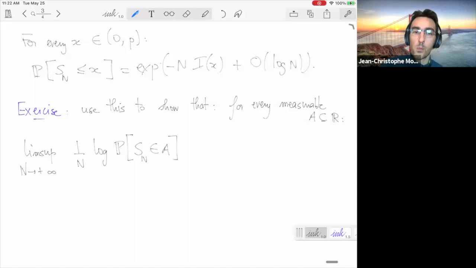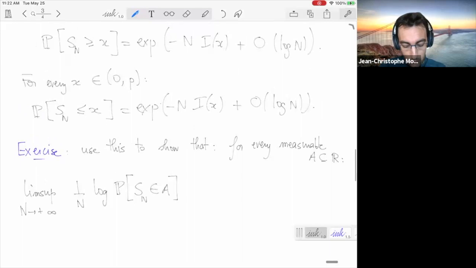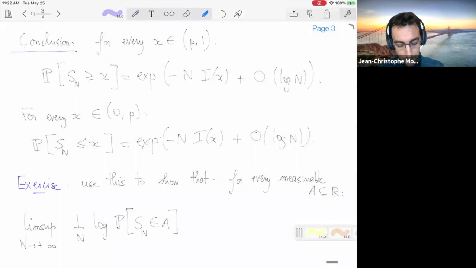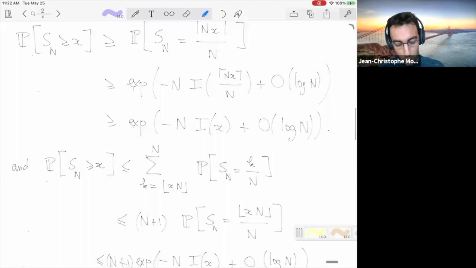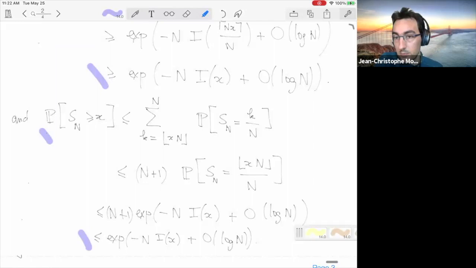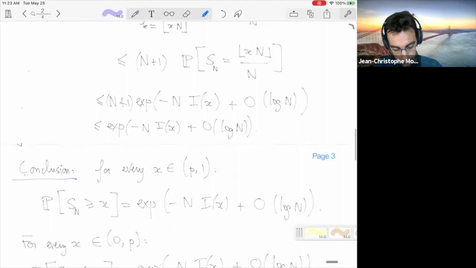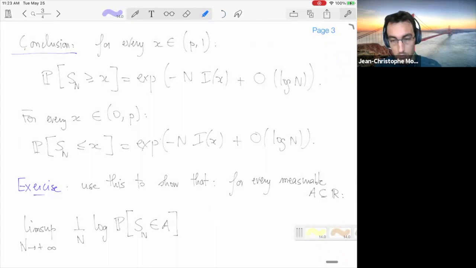So I see a question in the chat. How did I arrive at this conclusion? So let me back up for a second. This is the consequence of the two bounds we have proved just before. So we start from this quantity. We have this lower bound, and then we also have the converse bound. So if I combine the two bounds, I get the result. Everything is absorbed into the error term. And I did not explain for this side, but it's the same argument, except you have to think about x being below p.